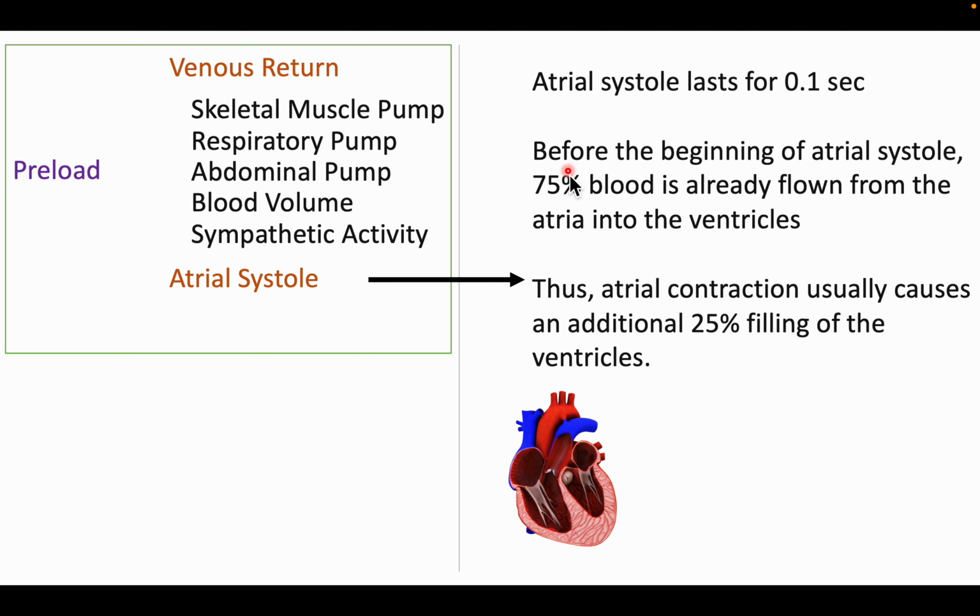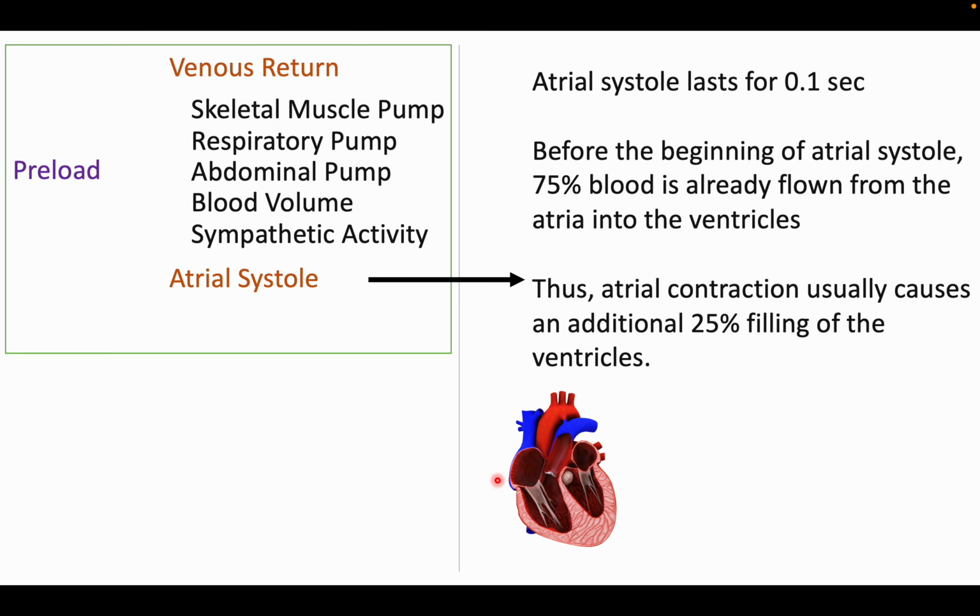So before atrial systole, 75% of blood is already flowing from the atria into the ventricle, and only 25% of blood is pushed in the last 0.1 second by the atrial contraction. So when the atrial contraction occurs for 0.1 second, it pushes 25% of the blood into the left ventricle. When the atrial contraction occurs effectively, the blood into the left ventricle is more.